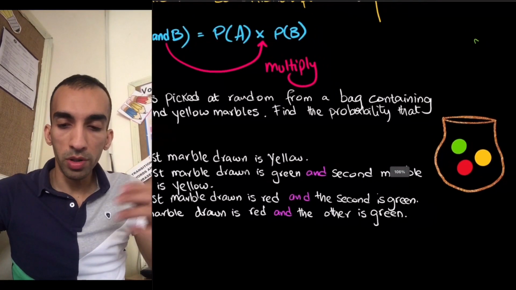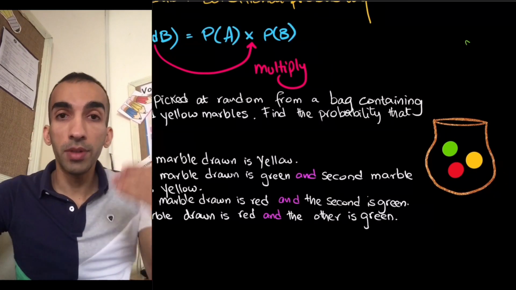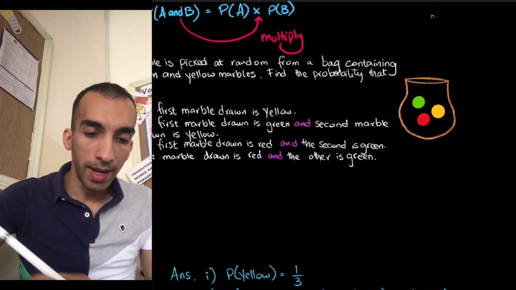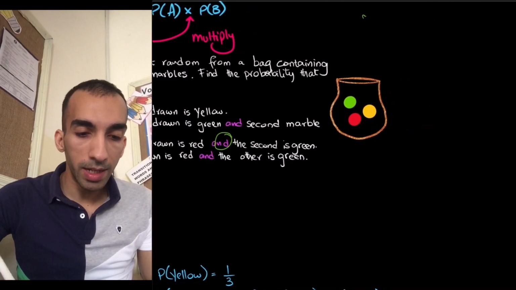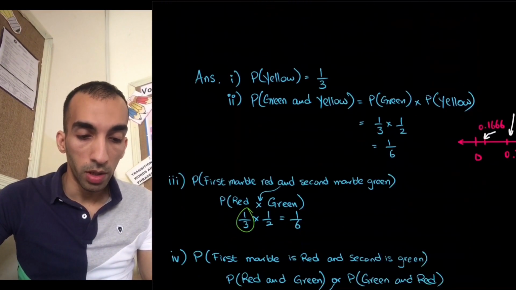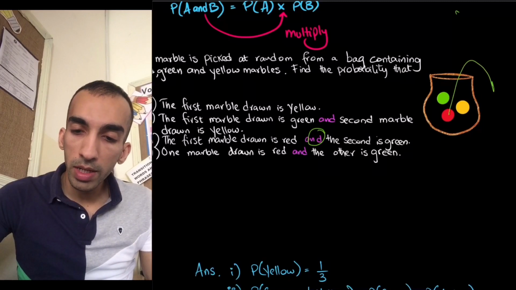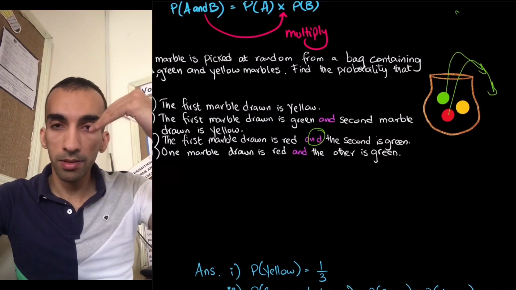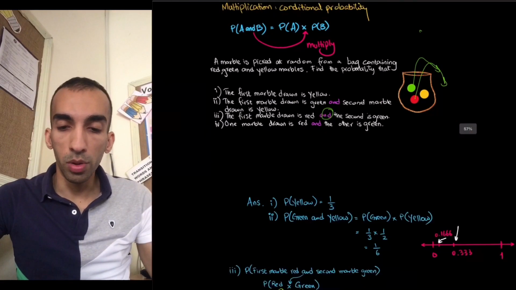The first marble drawn is red. Once again, the probability of getting the first one as red is 1 by 3. So we will write that down and multiply. And the second... wait, hold on. Sorry, the first one is red, 1 by 3, and the second one is green, 1 by 2. Similar to the one that we just did, only the colors are different.